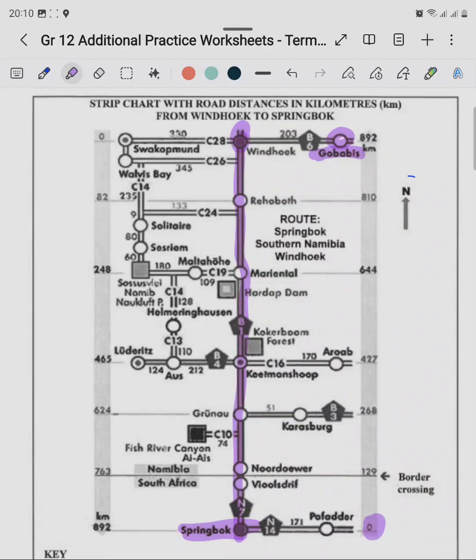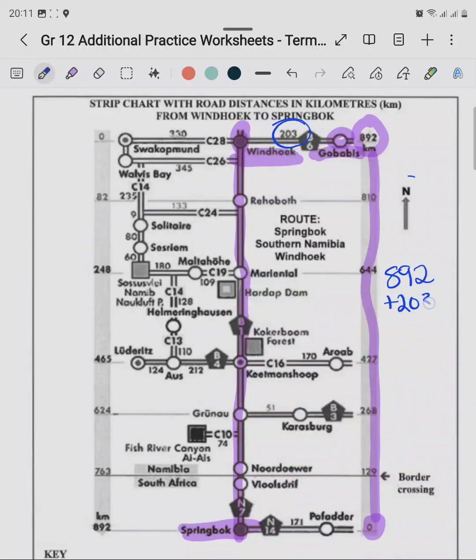So I'm starting at Springbok at North. I'm going to go all the way up. And I've traveled 892 kilometers to get to Windhoek. This is important. This is only getting me to Windhoek. So that will give me 892. I then also need to add the extra 203 that takes me off that main route to go to where we're wanting to be, which is another 203 kilometers. So my total distance is actually going to be 1,095 kilometers between those two cities. Okay.